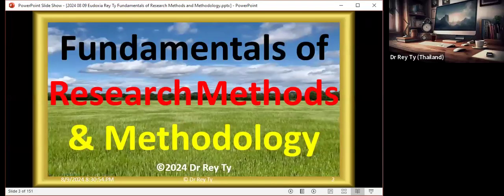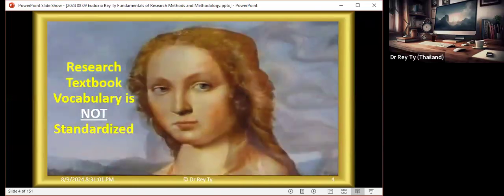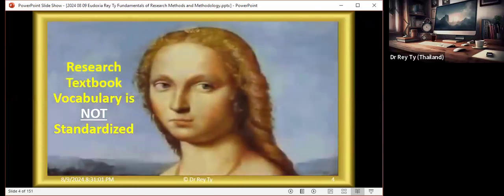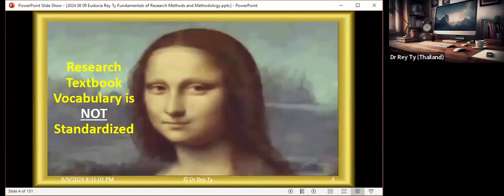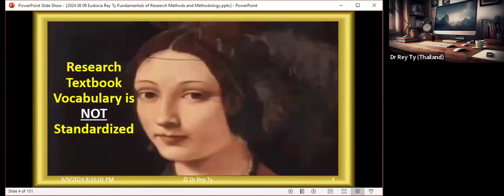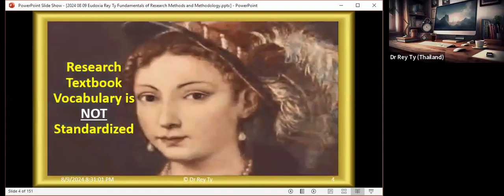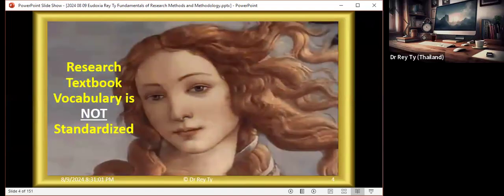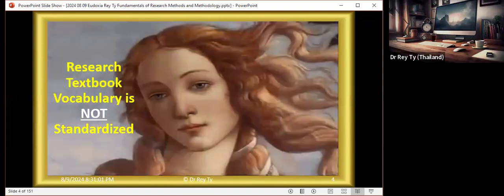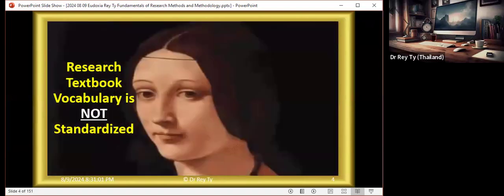Today presenting fundamentals of research methods and methodology. And I'd like to warn everyone that textbooks do not use the same vocabulary. So we have to be careful, because sometimes one author himself, like Creswell, would call something by one vocabulary and then would call it by another vocabulary. Even the same author is not using the same vocabulary consistently.